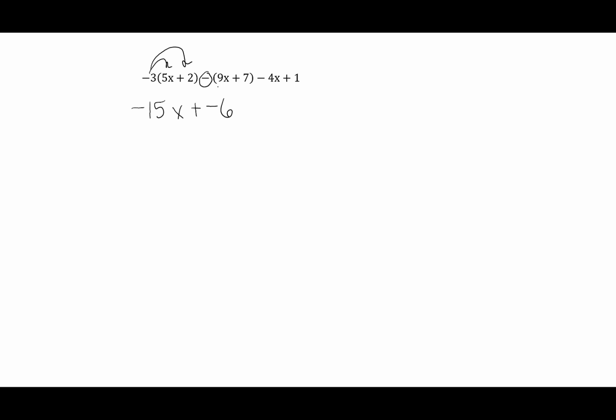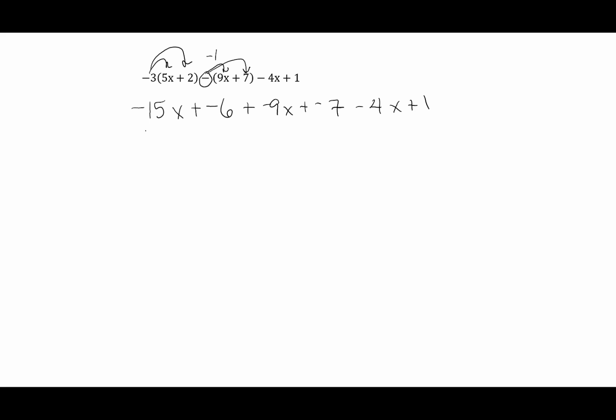Again, I have this negative in front of the 9x plus 7, where I said, if you want to, turn that into a negative 1. So negative 1 times 9 is negative 9x. Negative 1 times 7 is plus negative 7. Then I have minus 4x plus 1. So the negative 4x plus 1 is not in parentheses, so I'm not distributing there.